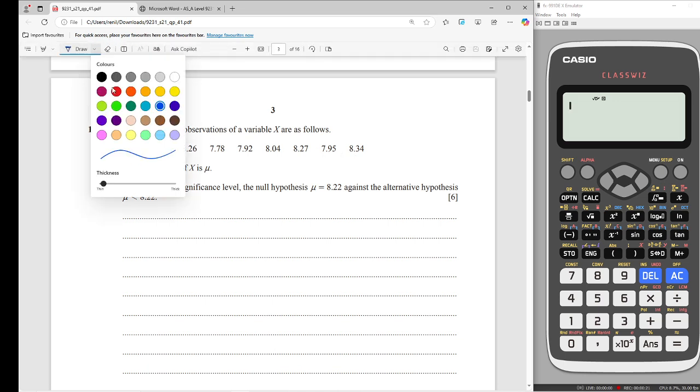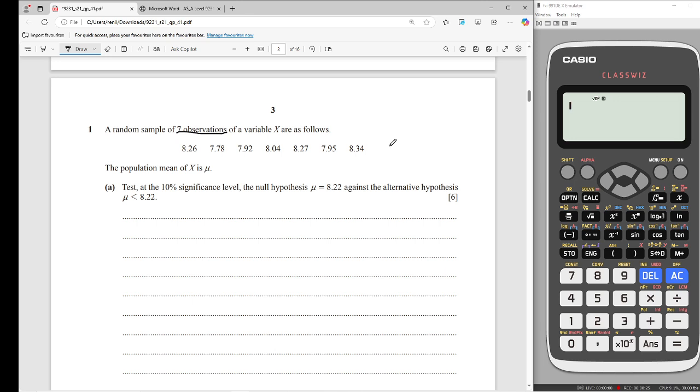7. Okay, so here we have 7. So n equals 7. That's the first piece of data that we need to know.